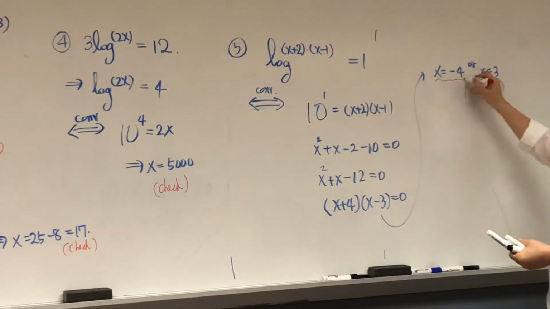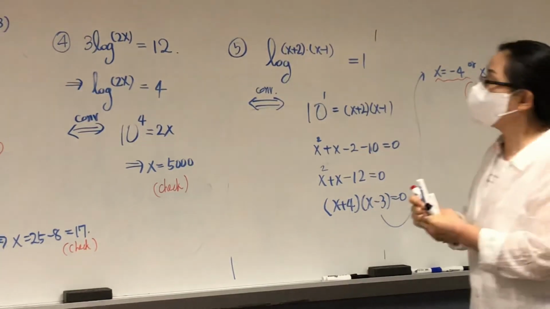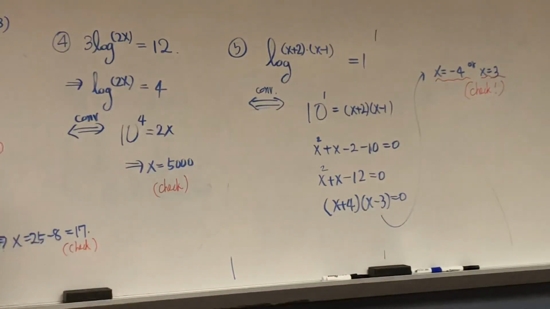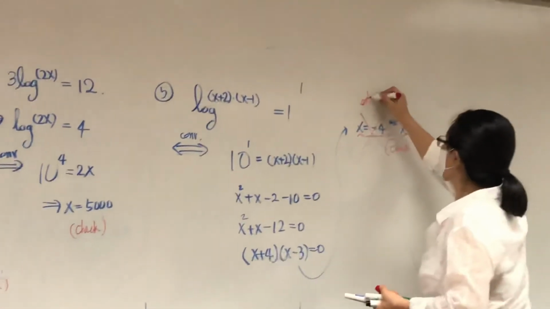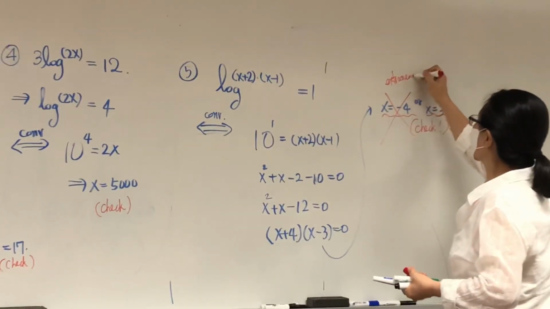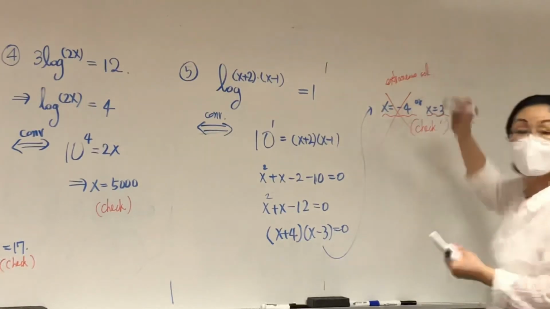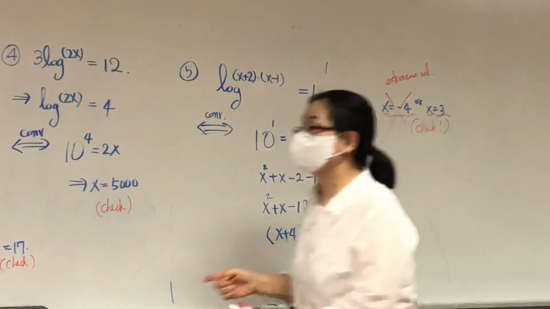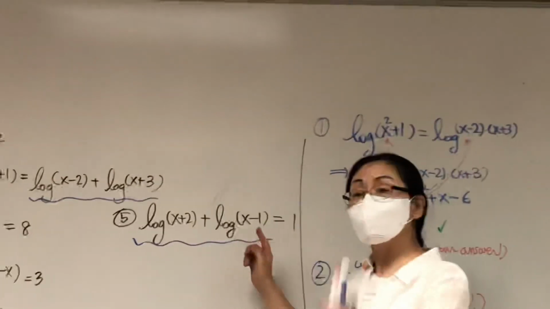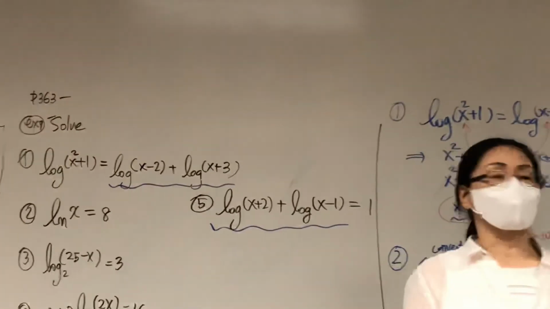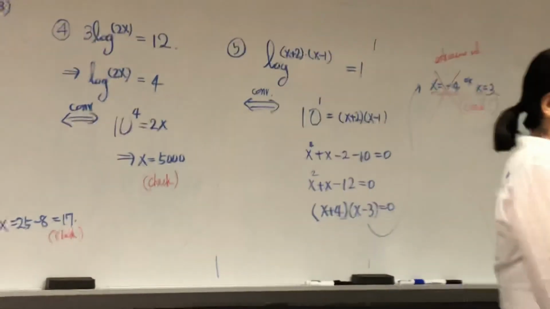So substitute this one and substitute this one. You put the negative 4 here, what happened? Negative, right? You understand? So forget about this. This is what? Extraneous solution. Am I right? How about 3? Put 3 positive. It's okay. Yes? Good. So you're done, and your solution is only 3.